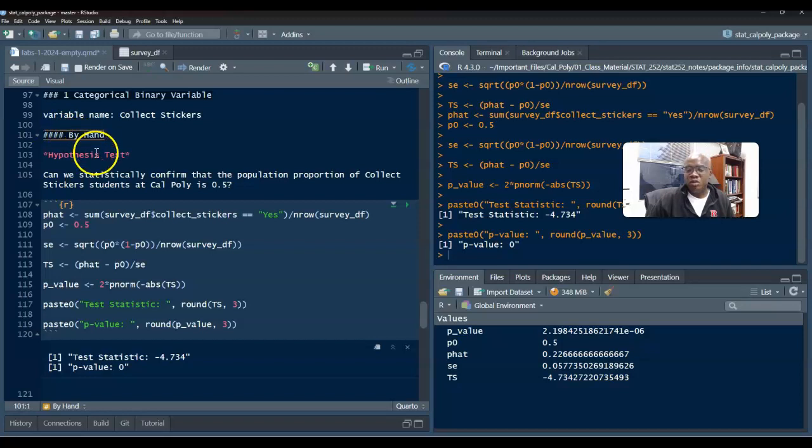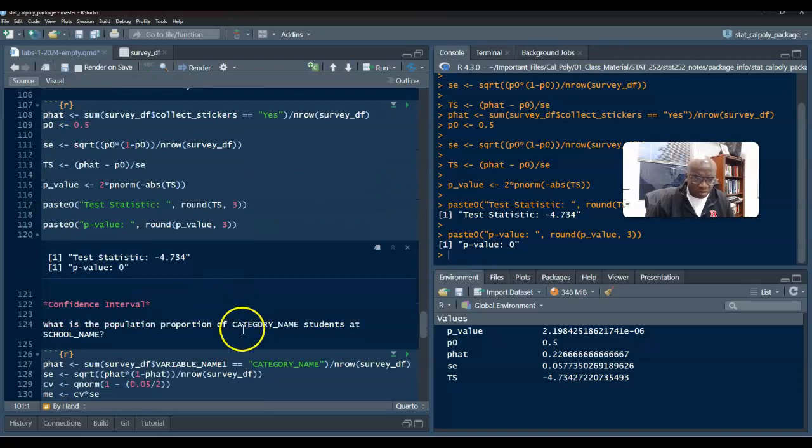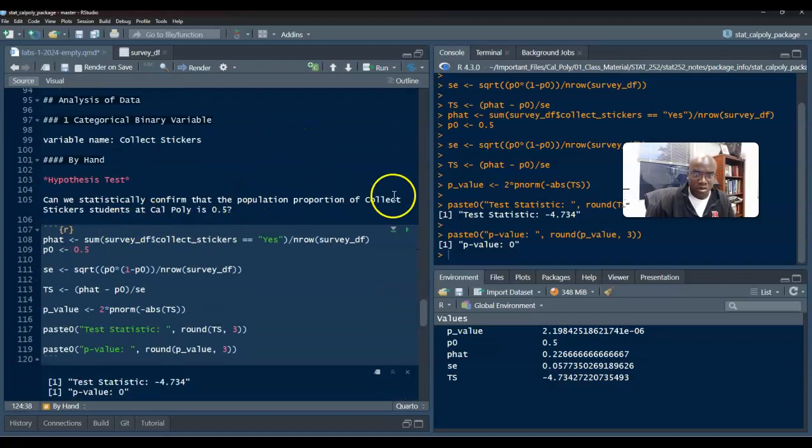There are functions within R that actually do this calculation, and you're going to see this in a little bit in the video. But I want you all to at least see the process. This is important for you to see the process. Okay. Now, in terms of confidence intervals, again, the categorical name is sticker collecting. Let's just copy and paste.